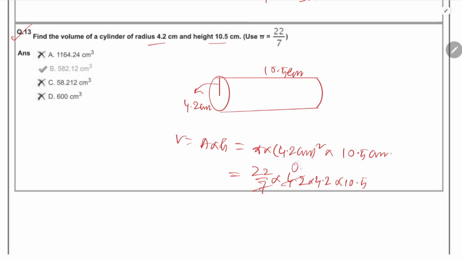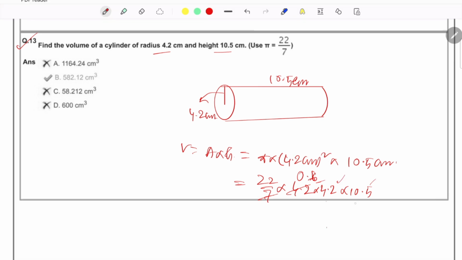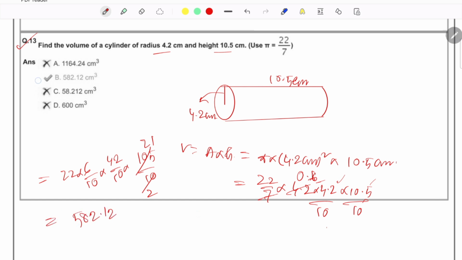This is equal to 22 into 6 by 10 into 42 by 10 into 105 by 10. Now this value will be 582.12. Option B is correct.